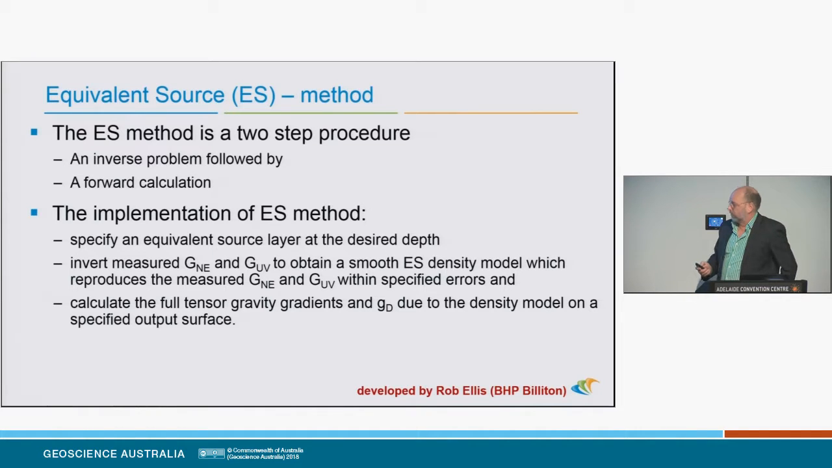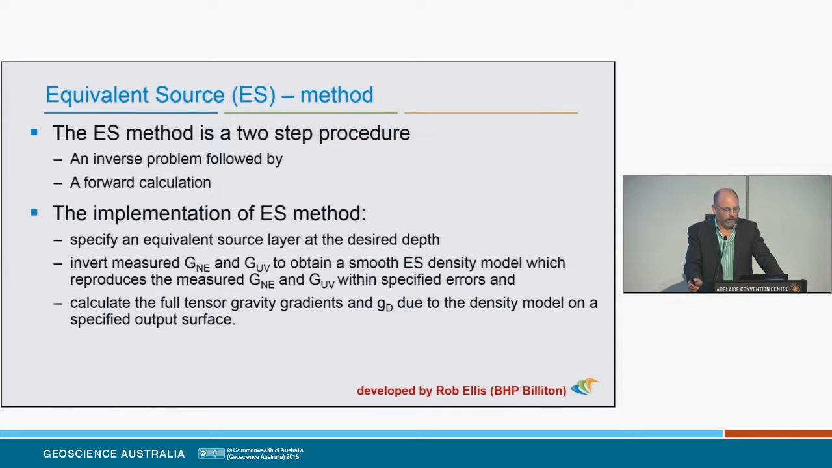Okay, so onto the equivalent source method. Very simply, this is a method originating from a paper by Dampney. Two-step procedure. You take the measured data, you do an inversion to some equivalent source, some surface of densities. Once you've got those densities on that surface, you can then do the forward calculation to calculate whichever components of the gravity you want. The particular implementation that we use was developed by Rob Ellis, again BHP Billiton, and again quite a few years ago.